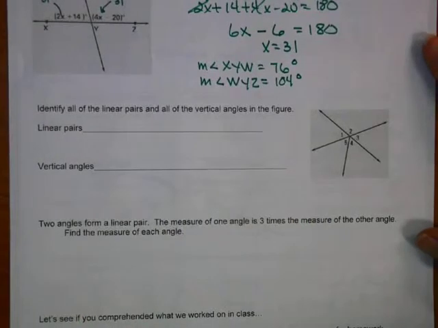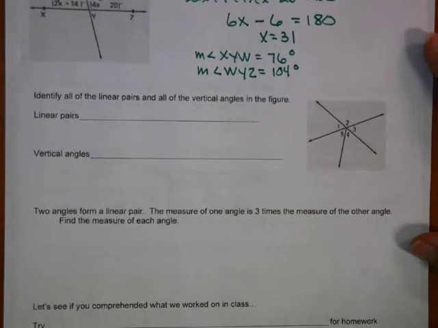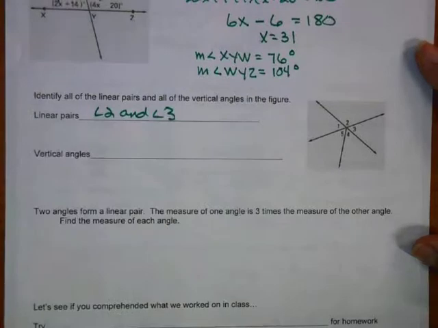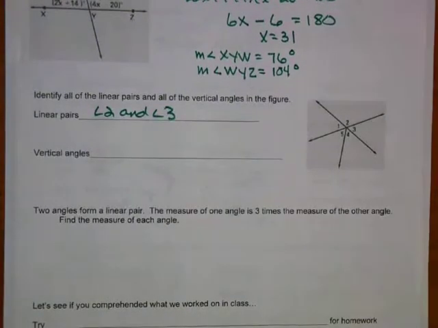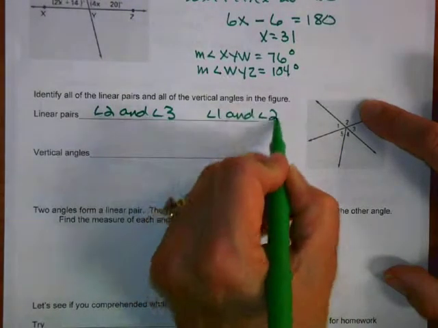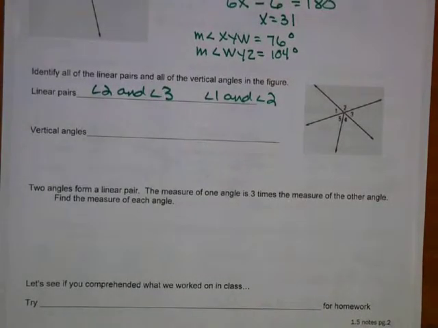Connor. They share a ray, and they add to 180. Angle 2, angle 3. Right on. And then there's one more pair. Who wants to give that to me? Maeve. Angle 1 and angle 2. Yes. Okay. And then vertical angles.